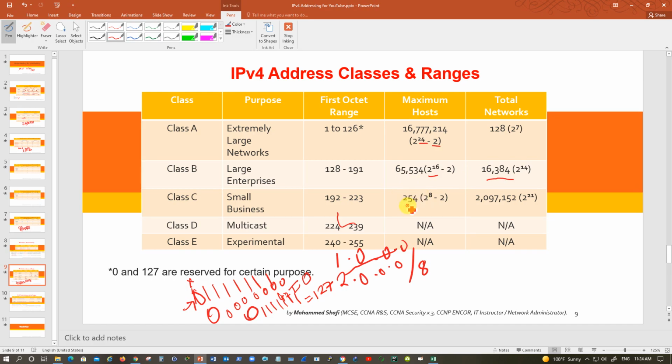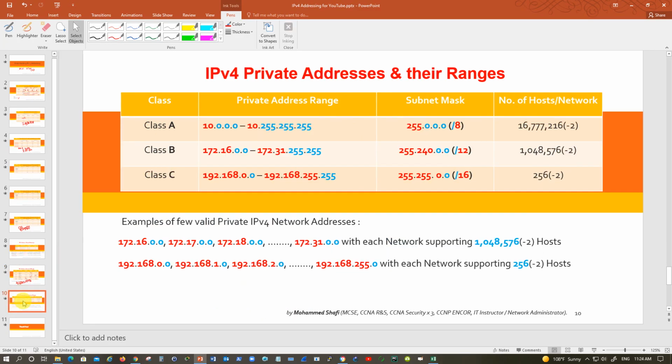Okay, and likewise for class C. So you have the highest number of computers in class A, least in class C. D and E are reserved for special purposes, so we'll not be discussing them.